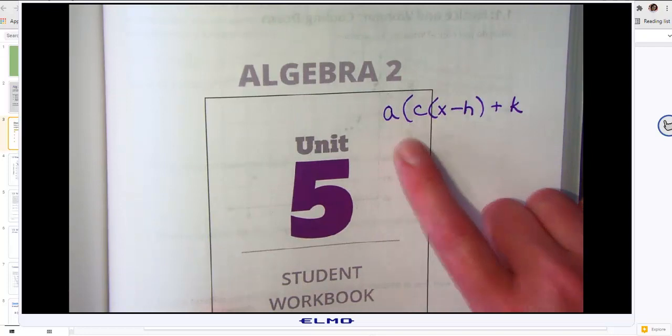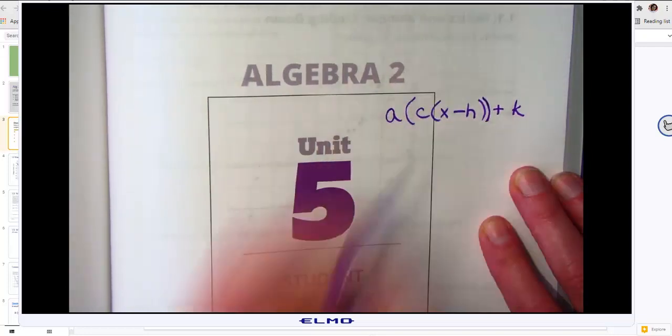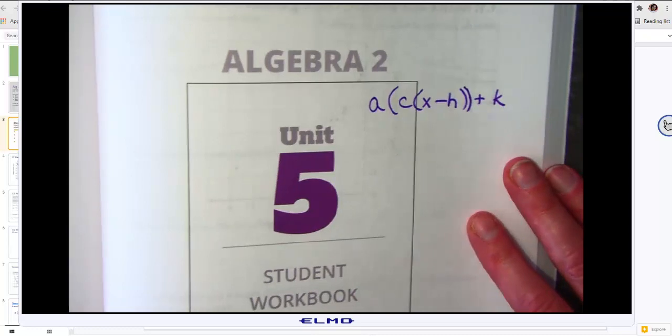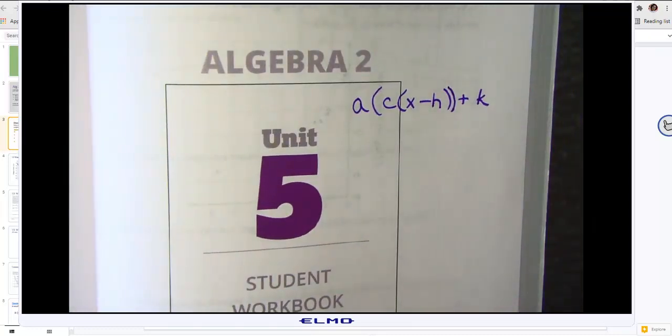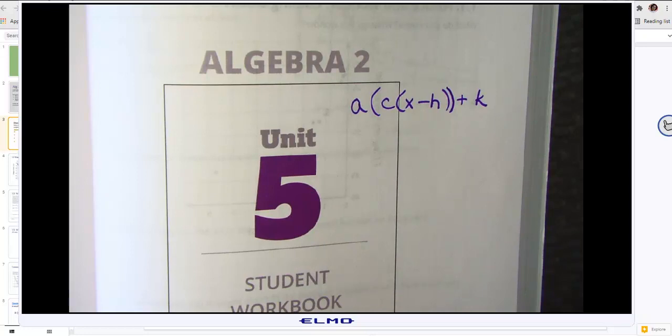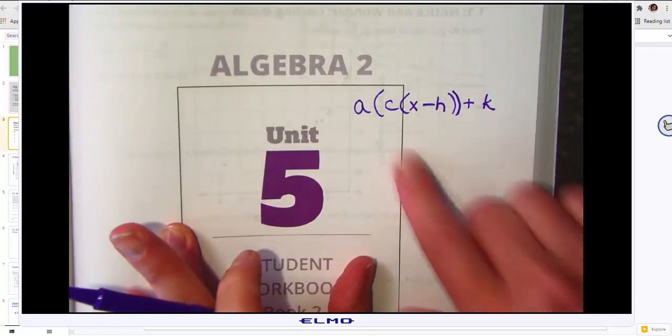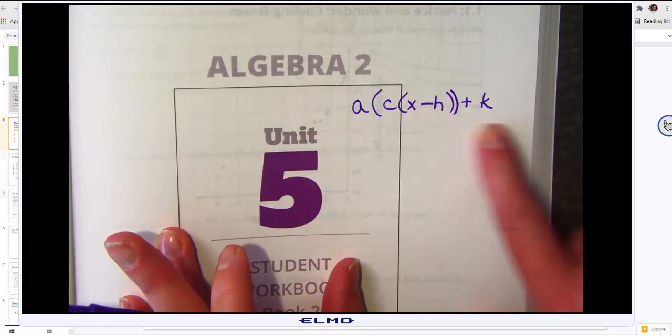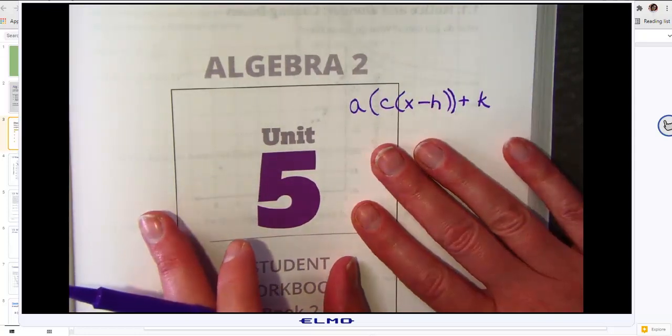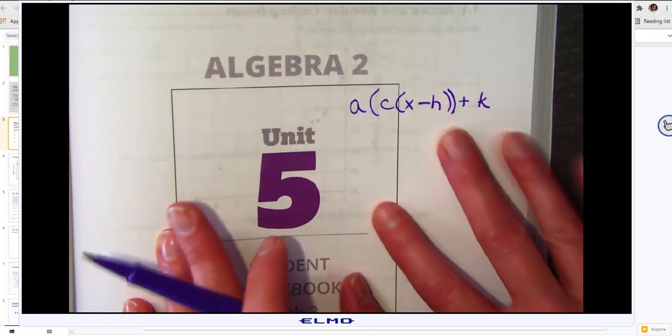Will you please write this on your Unit 5 cover page? And you might even be wondering what Unit 5 is titled or what it's all about, because all of a sudden we just put a bunch of alphabet soup up here, right? Every letter that we've got going on: A's, C's, X's, H's, and K's.